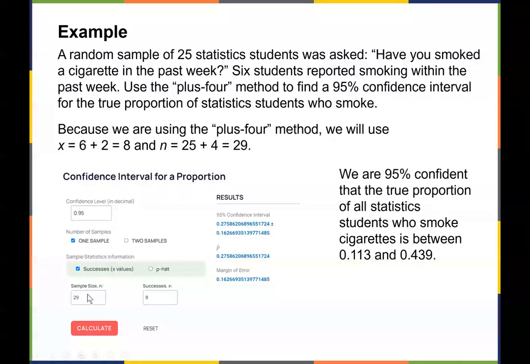Our successes are 8 because 6 plus 2 is 8. And our sample size is 29. And we come up with this new confidence interval that is between 0.113 and 0.439. Now, only do this if you're asked to do the +4 method.